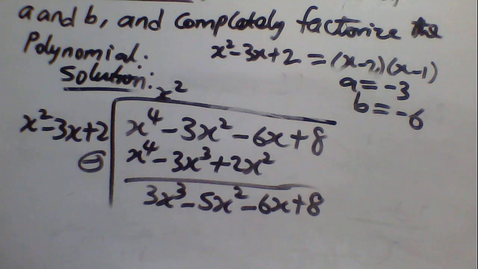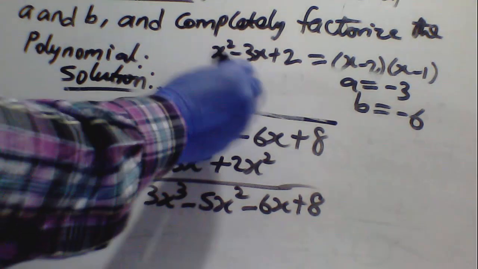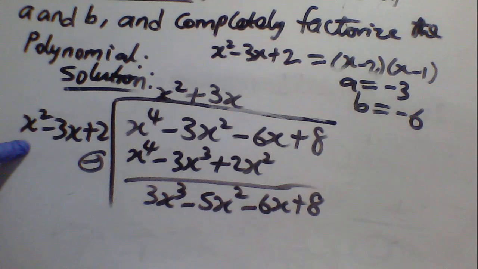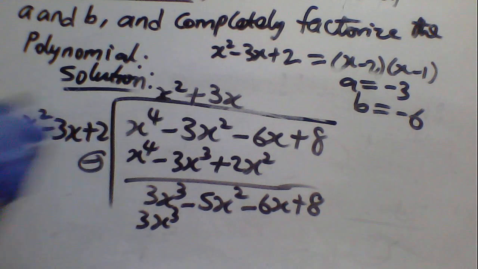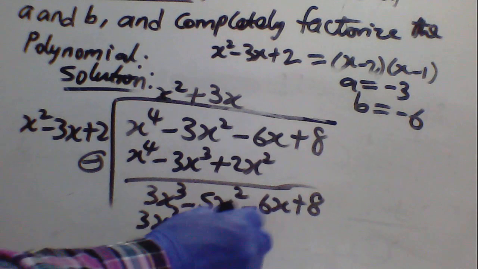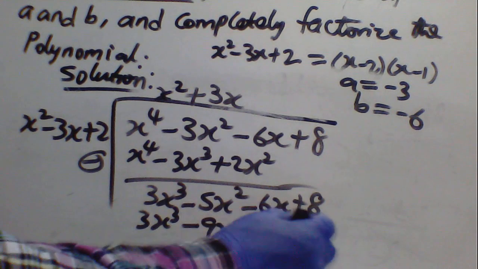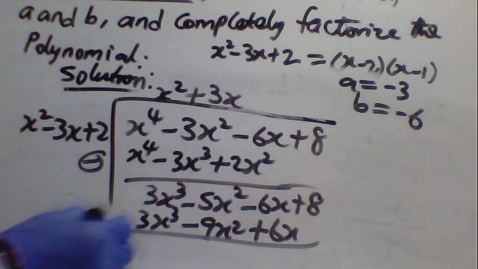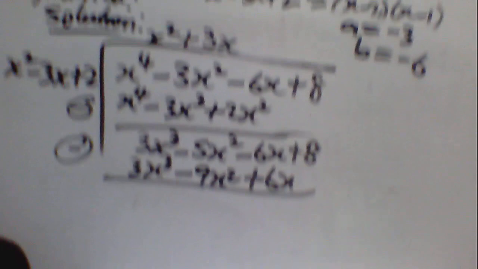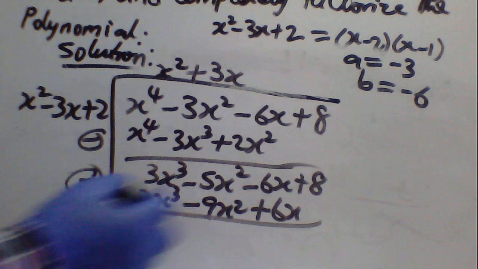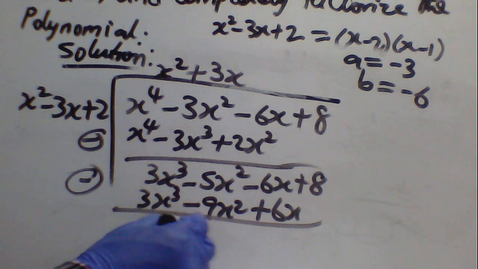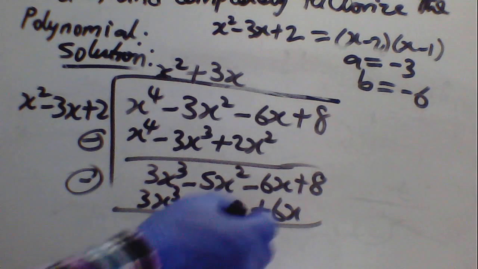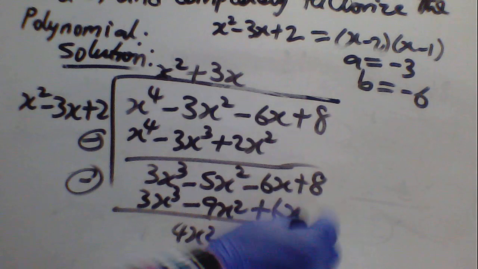So from here, 3x cubed divided by x squared will give us plus what? 3x. 3x times x squared will give us what? 3x cubed. 3x times minus 3x will give us minus 9x squared plus what? 6x. So you subtract. You do what? You subtract. So from here, this will give us plus. Minus 5x squared plus 9x squared will give us 4x squared. This will give us minus. So minus 12x plus 8.